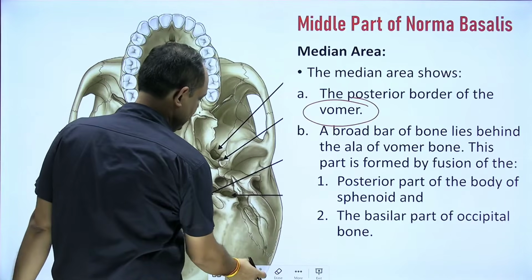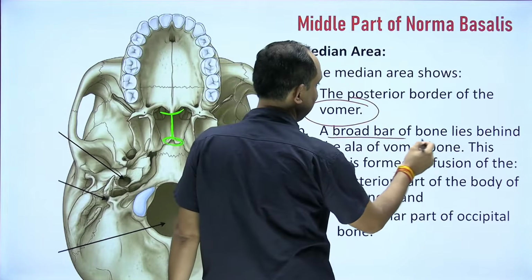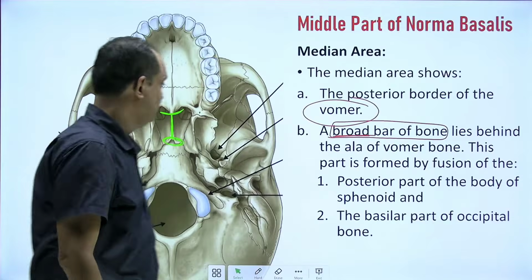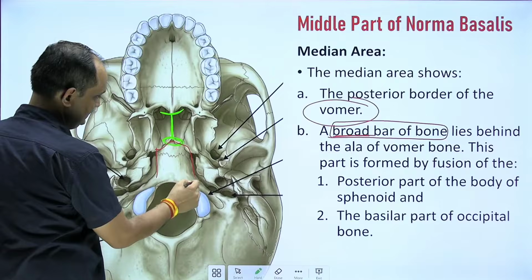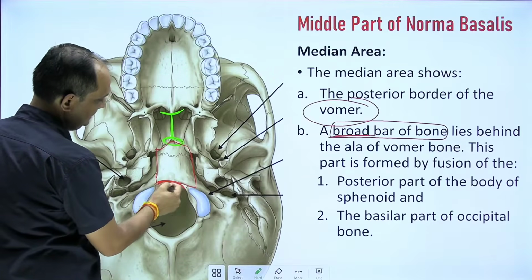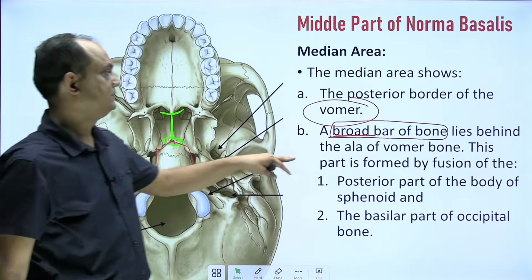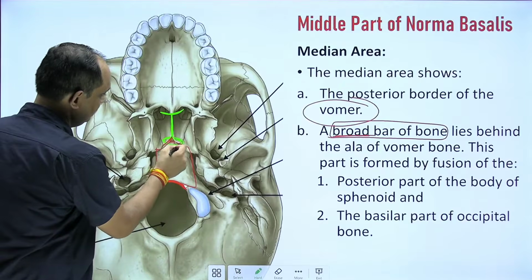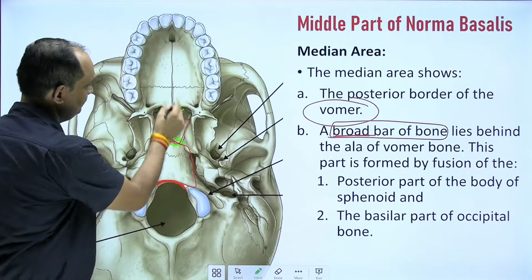Apart from that, behind the Vomer bone, you are able to see a bone, which is actually known as the bar of the bone, which is broader in size. Now, this is known as the bony bar. When you see this bony bar, it approaches posteriorly to the anterior margin of the foramen magnum. And this bar starts from the upper borders of the Vomer bone, which are known as ala. So, these are the two ala of the Vomer bone.